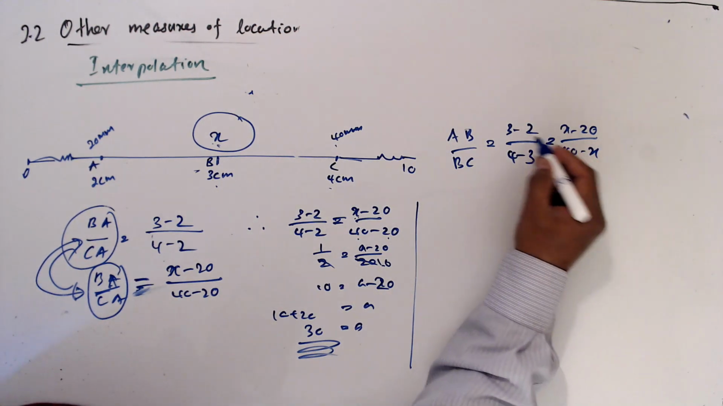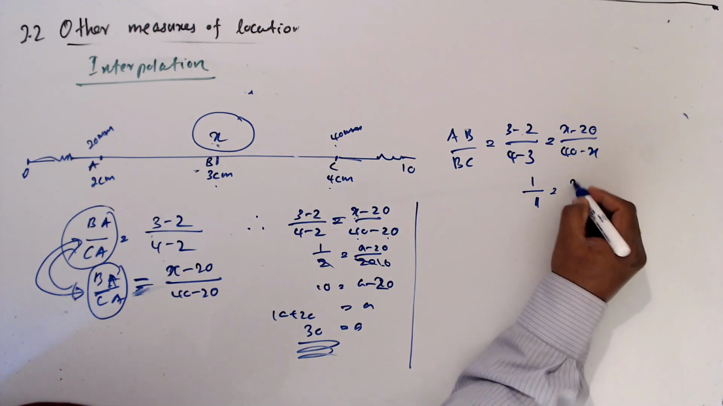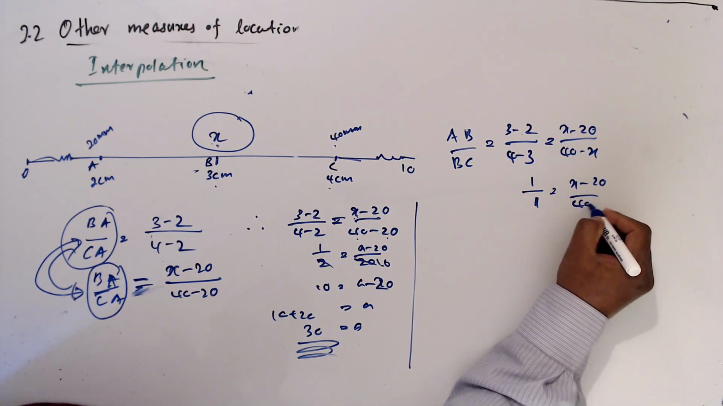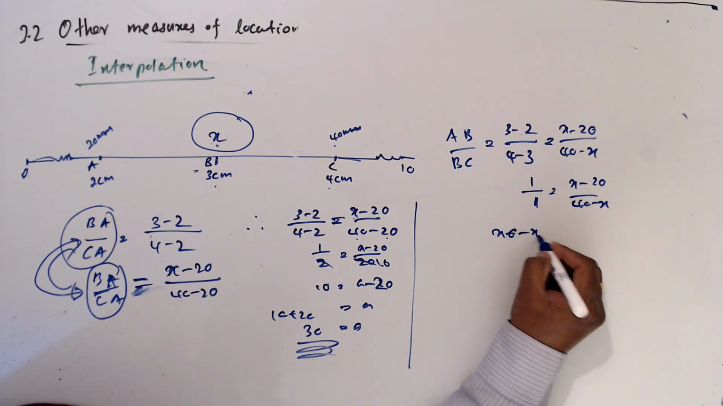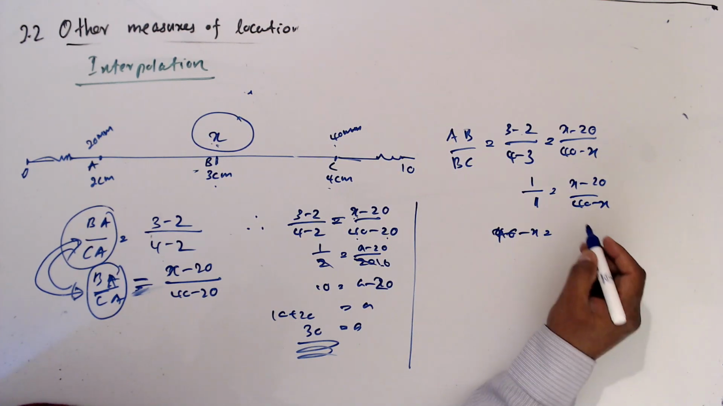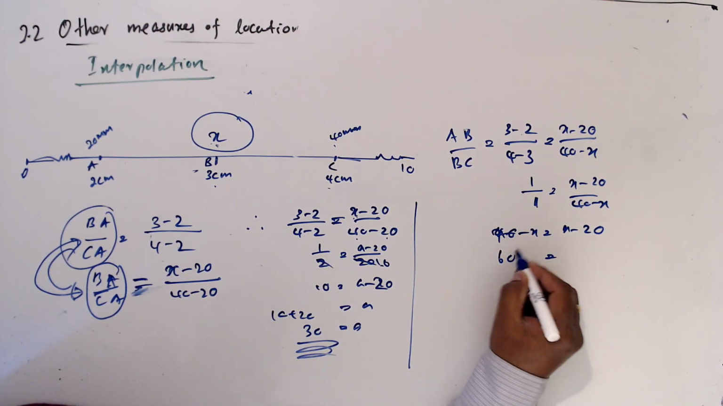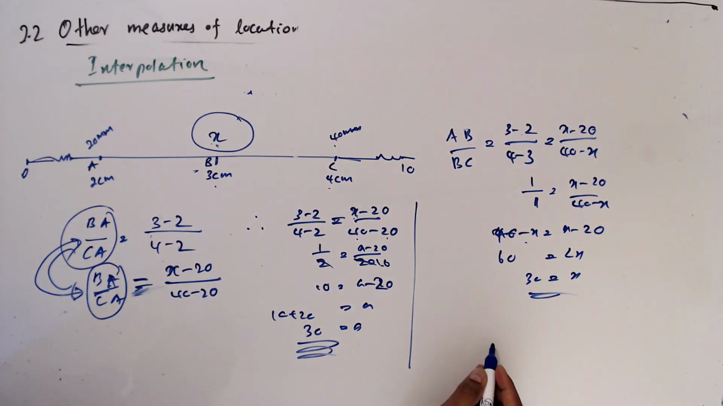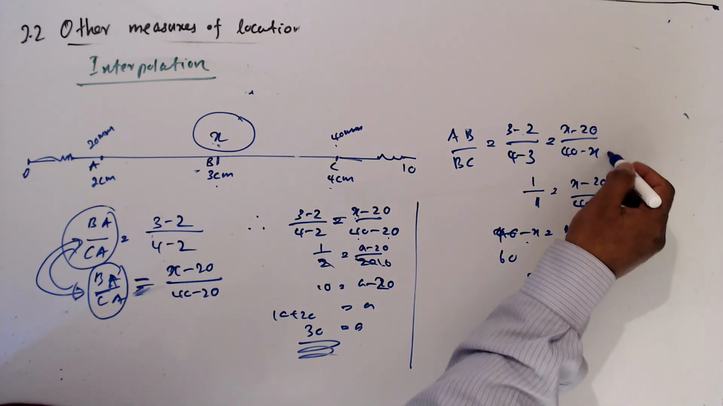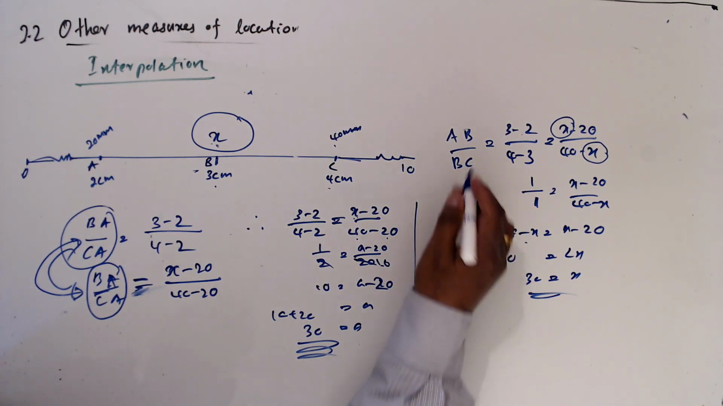This is also right. 3 minus 2 is 1. 4 minus 3 is 1. And x minus 20 over 40 minus x. Cross multiply: 40 minus x equals x minus 20. Then this 20 becomes 60, so 2x equals 60, x equals 30. But this is not smart. Why do I say that? Because this x is in two places. So it is the way we write.